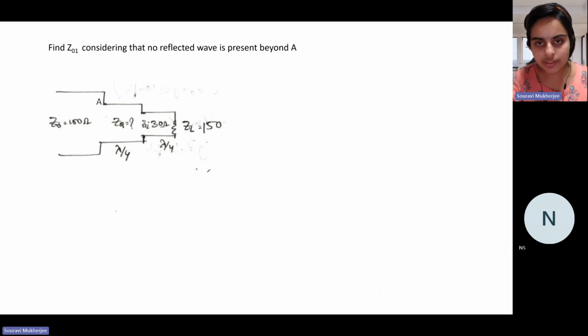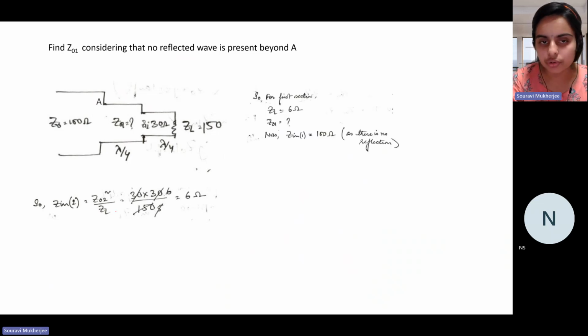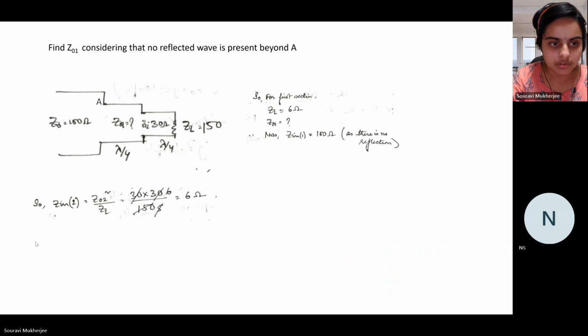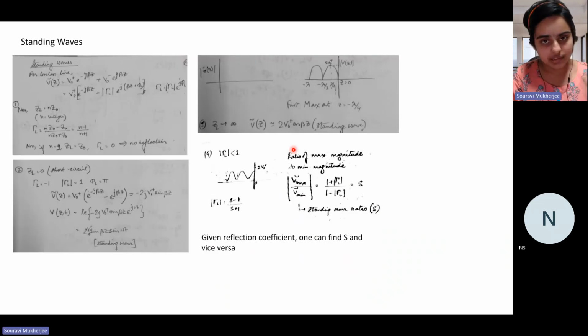Okay. For this question, it is something like this. You find Z in, and then you look at the first section, which is this part of the section. And if you use that, you get something like this.